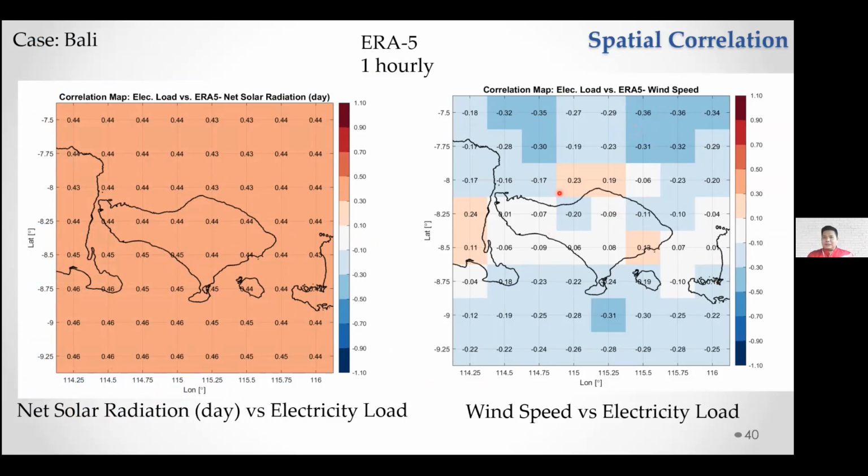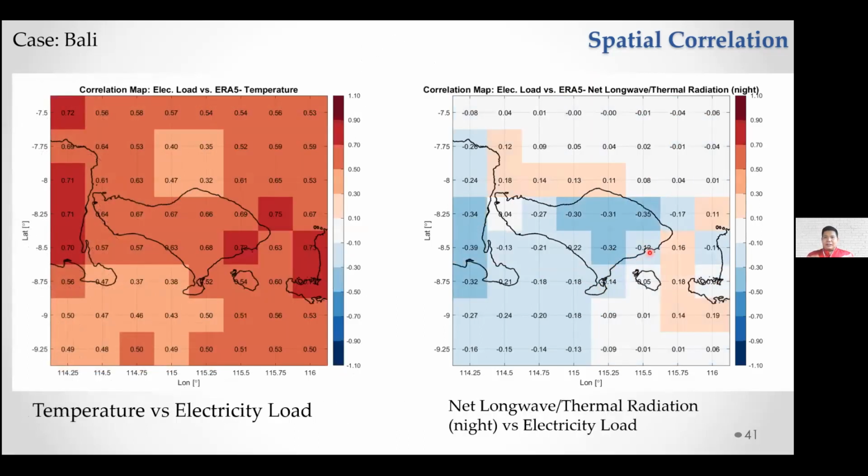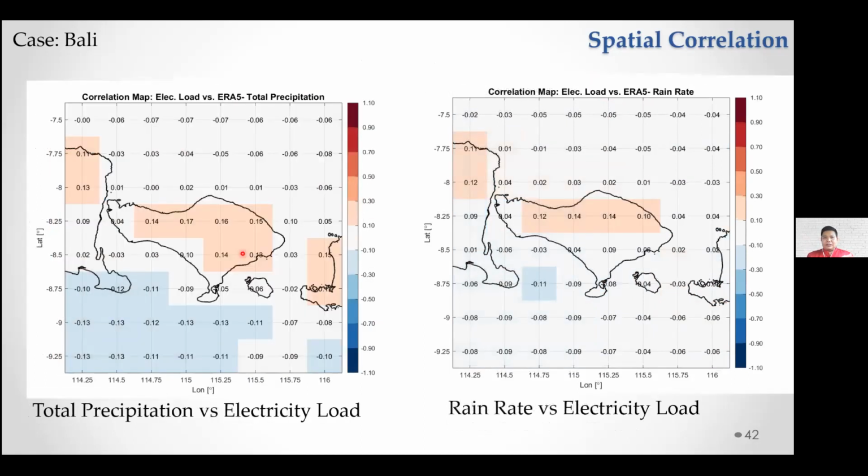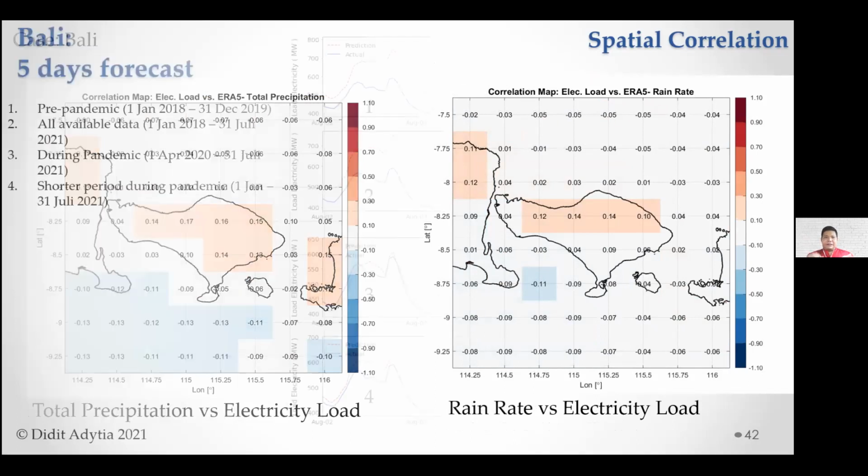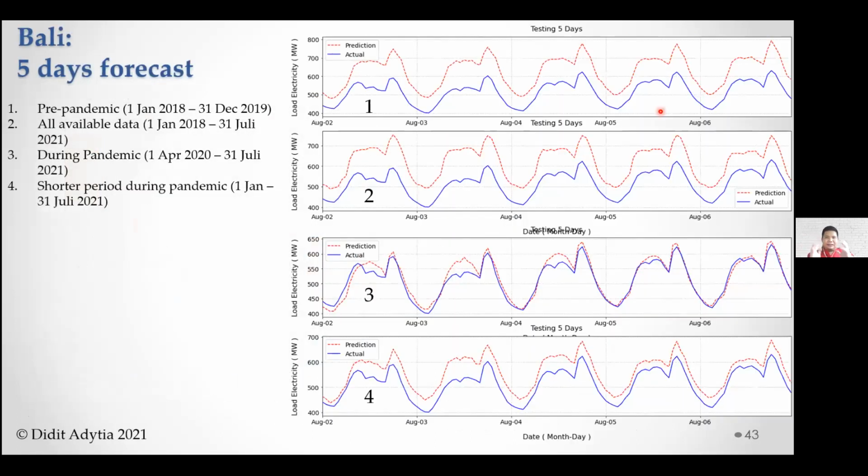But for the wind itself, it is actually quite small, 0.13. And for other parameters like net long wave and temperature, it is quite high here, 0.72. This is quite highly correlated with the electricity load. And then other parameters like total precipitation and rain rate. Okay, now we will see the accuracy.